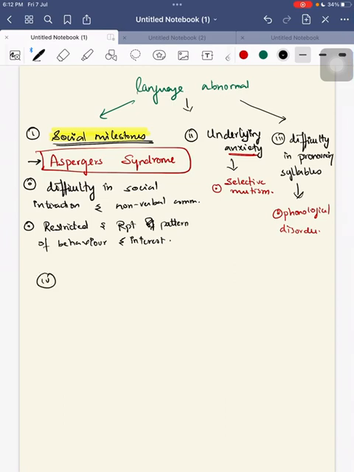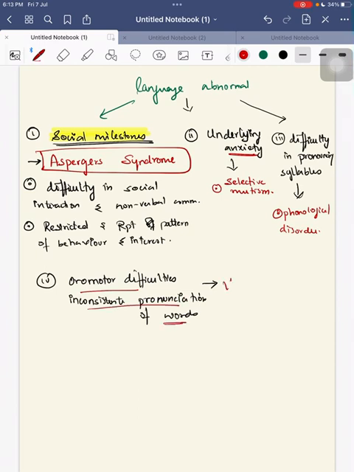Fourth, I'll write it here, whether there are any oromotor difficulties with inconsistent pronunciation of words. So the child can have oromotor difficulties and inconsistent pronunciation of words. The child can have verbal apraxia.